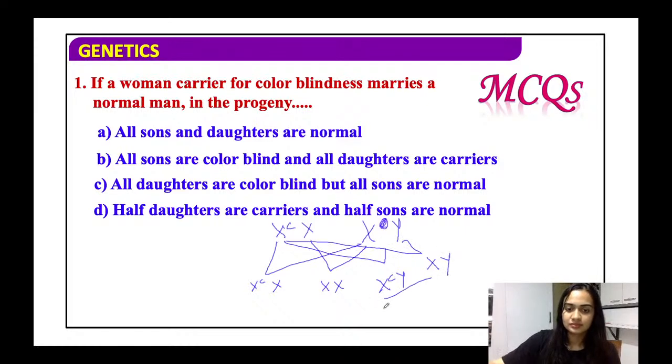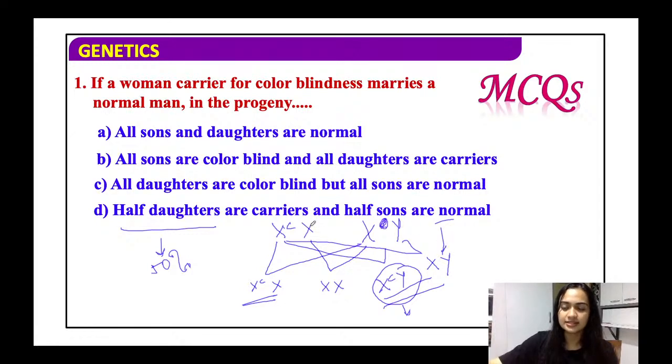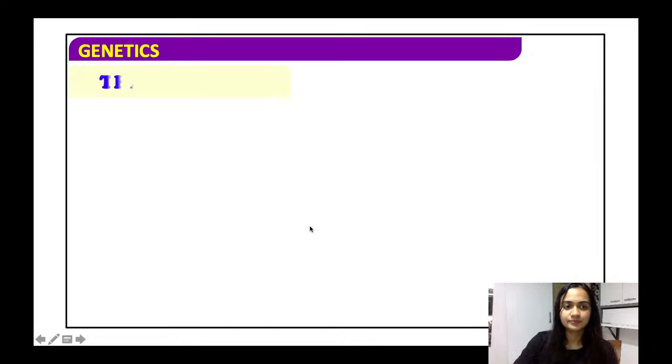ठीक है. एक सन हुआ अफेक्टेड एंड एक हुआ कैरियर. Half daughters are carriers, 50% are carriers and 50% that is half sons are normal. ठीक है, half are diseased. So it is option D.